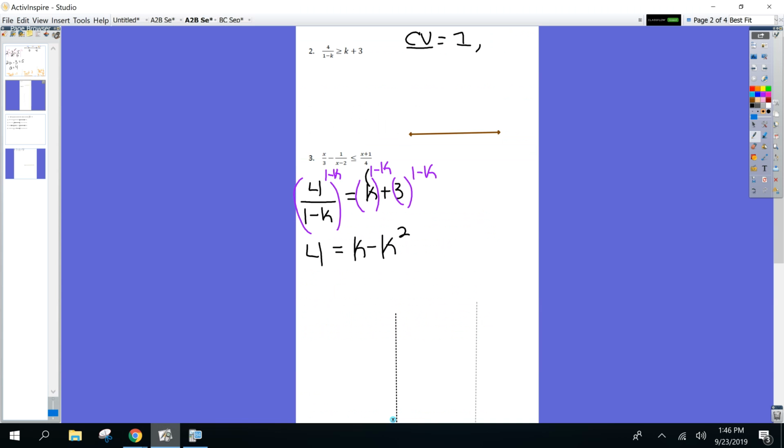Here we go. Good. Clean up the garbage here. Clean it up. Combine your like terms. Let me know what you're left with when you combine whatever you can.